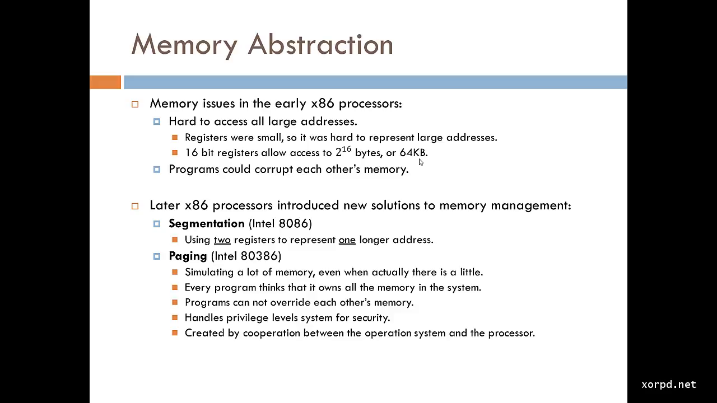Therefore, two solutions to this problem were introduced later. Those two solutions were segmentation, which was introduced in the 8086 model of the Intel processor, and it was mostly about using two registers to represent one longer address. If you have ever opened an old assembly book, you've probably seen it. It was very common in the past to use this method of using two registers to represent one longer address.